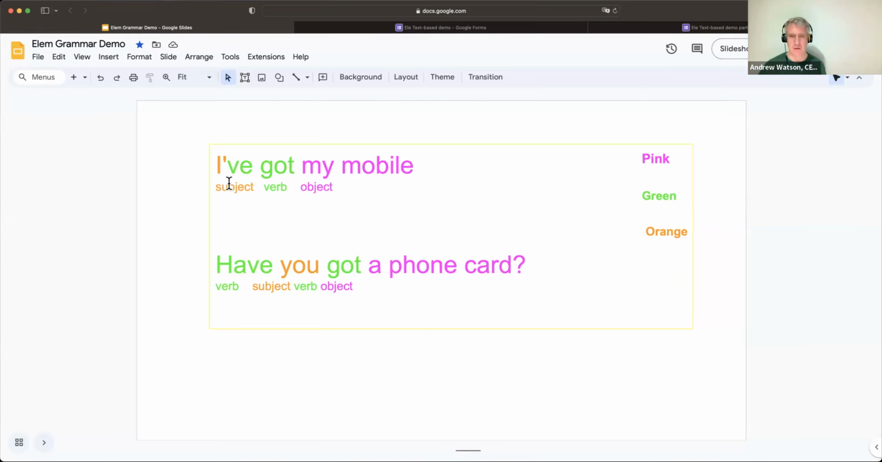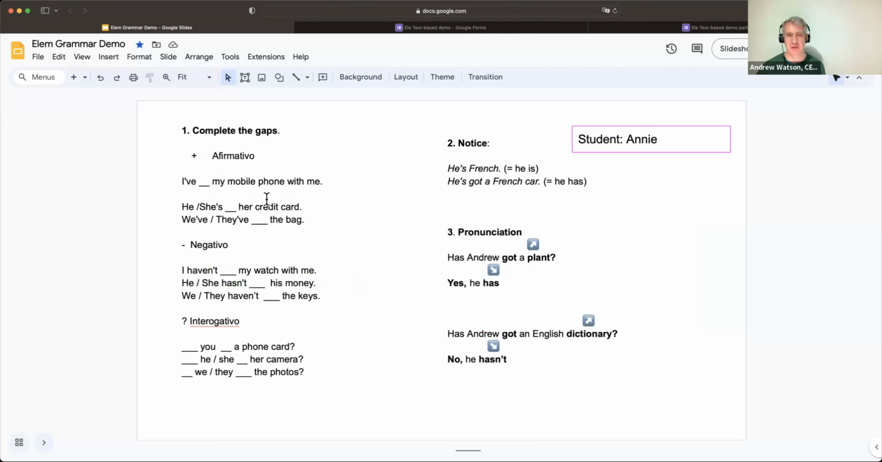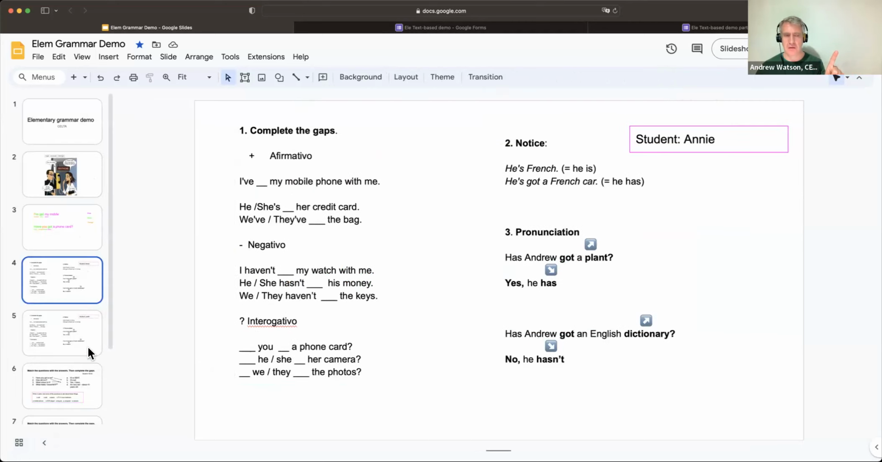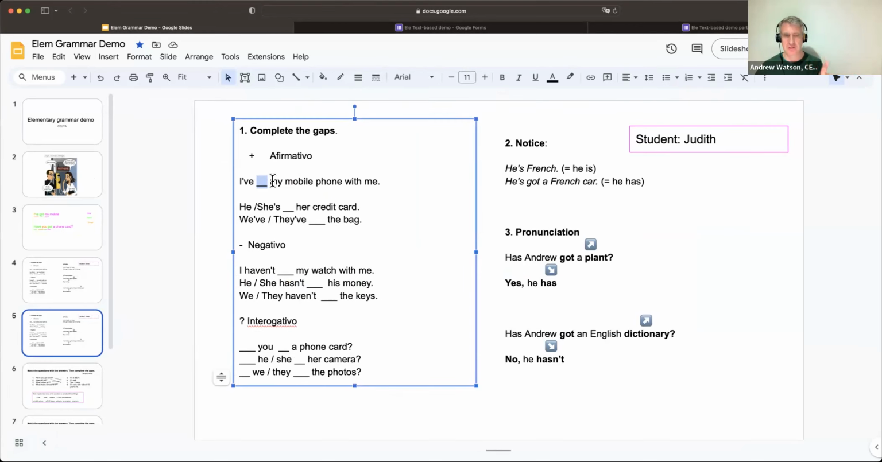Now, I'd like you to try to complete these gaps. So we're in the affirmative, we've got the spaces, and the negative and the interrogative. So number one, you're just going to do number one, okay? So Annie, you are slide 4, and Judith, you are slide 5. So complete the gaps.